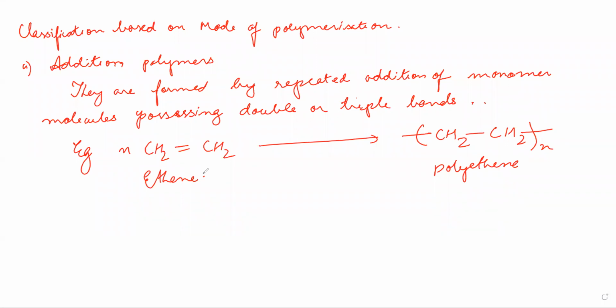Now, here there is an interesting fact which we are going to discuss under this category. Since they are formed by repeated addition of monomer, we have two categories of addition polymer. One is homopolymer, and the other is copolymer.